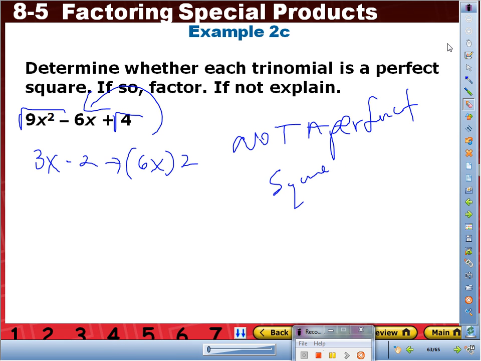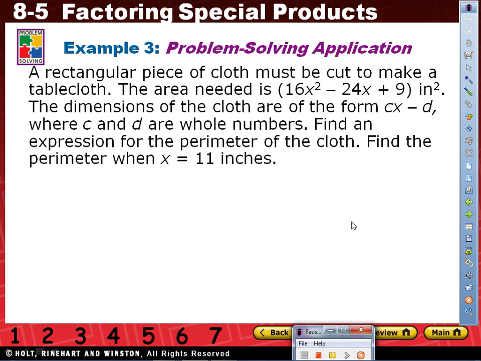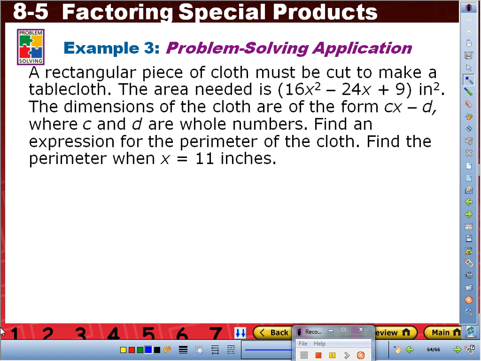Okay. So now, we're done with perfect square trinomials. Now let me show you difference of squares. Copy this one down, please. Pay attention to this one. Everybody look up. It says, a rectangular piece of cloth must be cut to make a tablecloth. The area needed is 16x squared minus 24x plus 9. Let's check and see if this is a perfect square. The square root of 16x squared is what? 4x. The square root of 9 is 3. 4 times 3, that's 12x. If we double that, does that give us the middle term?